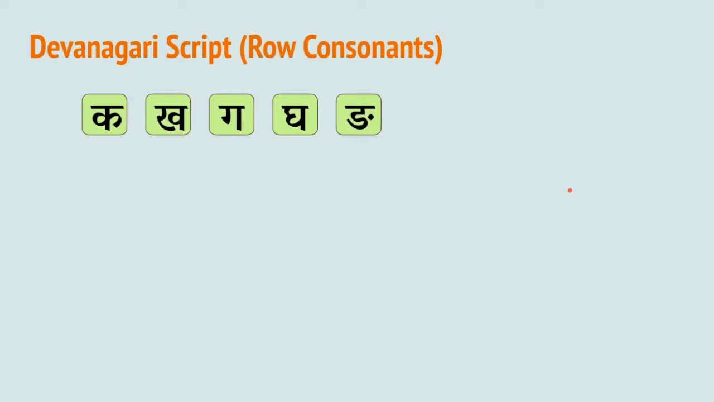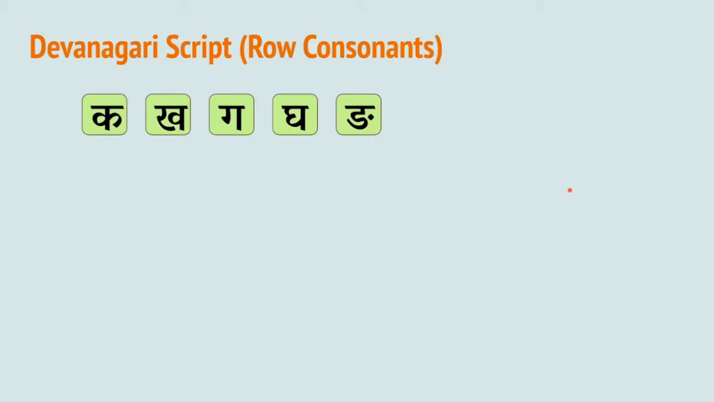I want to tell you that when you pronounce the letters of this row, if you stand in front of a mirror and do the ucharanam of these letters, when you look at your mouth, you cannot make out whether you're saying ka or kha or ga or gha or nga. The position of the mouth will stay the same.